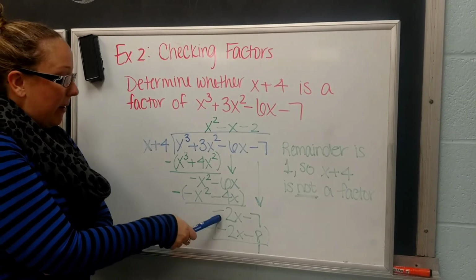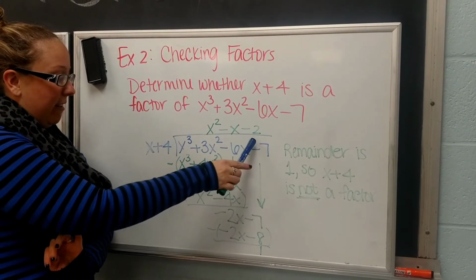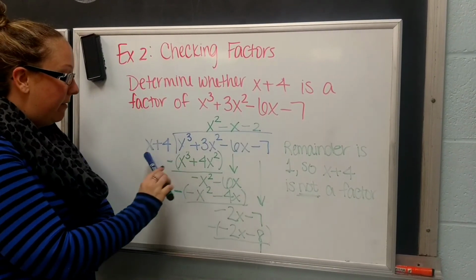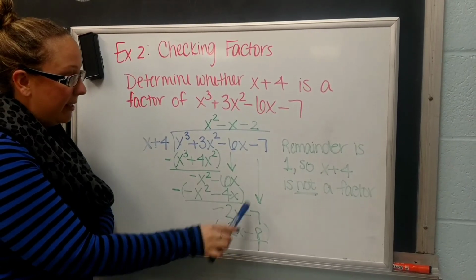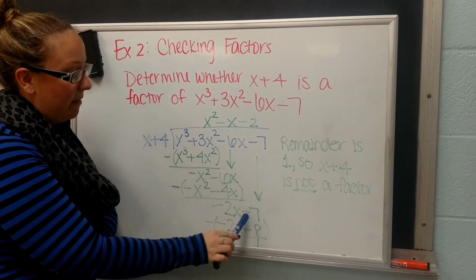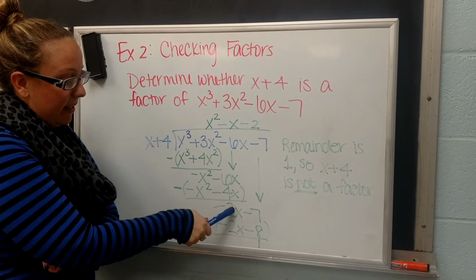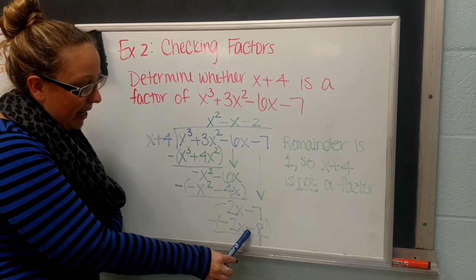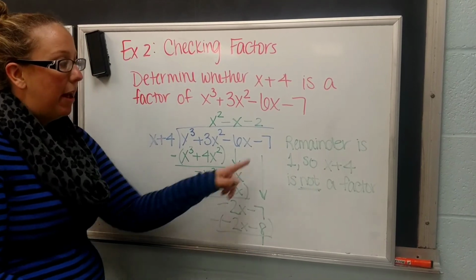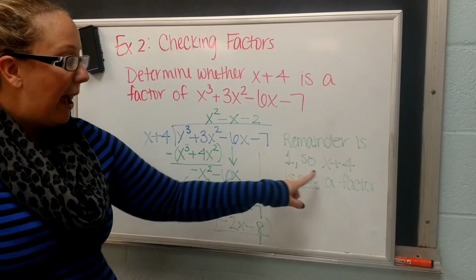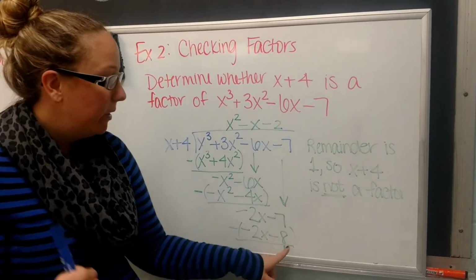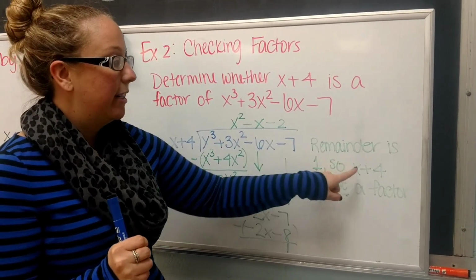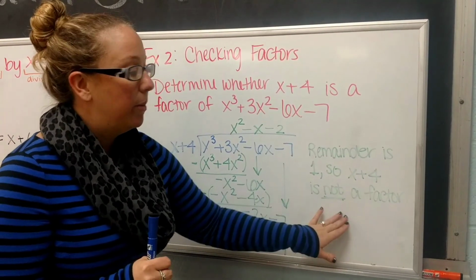So now I want to do negative 2x divided by x is negative 2. And multiplying negative 2 times x is negative 2x. And negative 2 times 4 is negative 8. And subtracting, negative 2x minus negative 2x cancels out. And negative 7 minus negative 8 is 1. And because the remainder is 1, x plus 4 is not a factor. Only if this remainder was 0 would x plus 4 or whatever they give you be a factor.